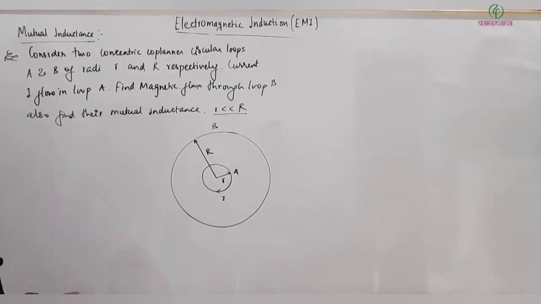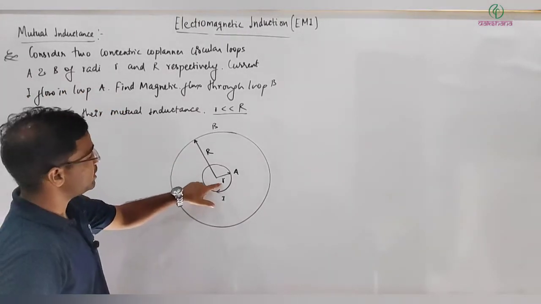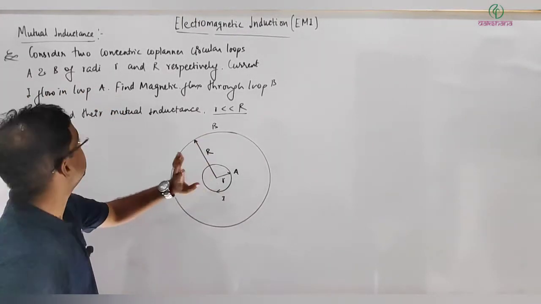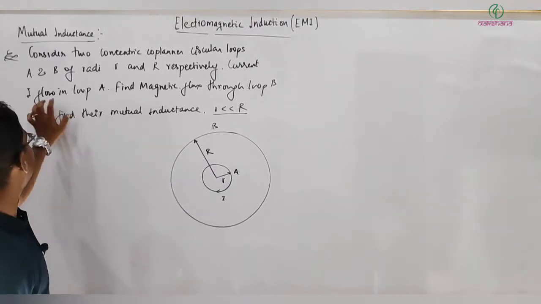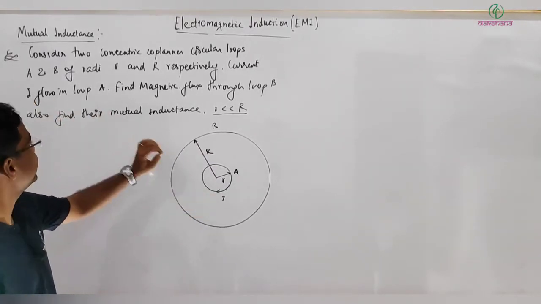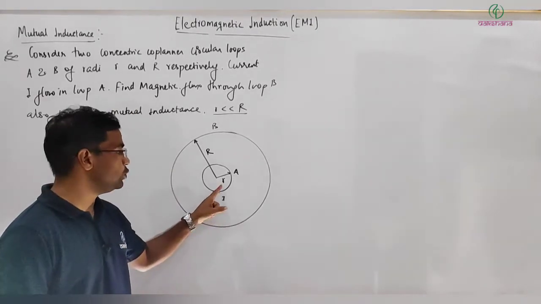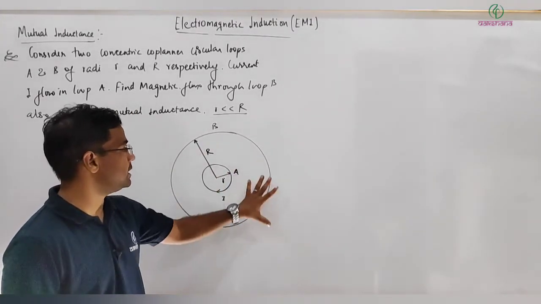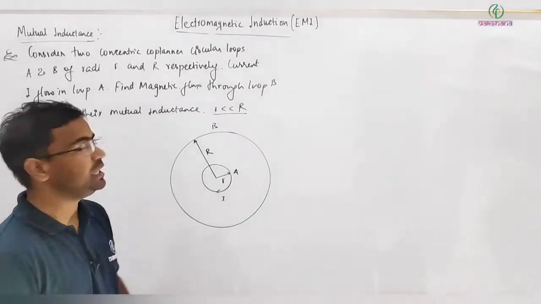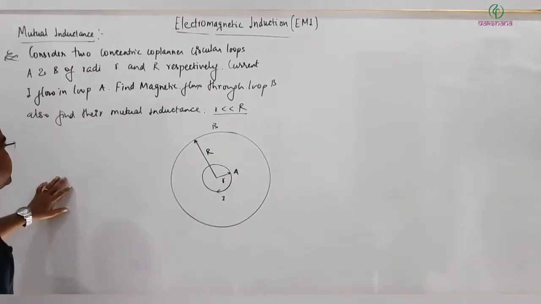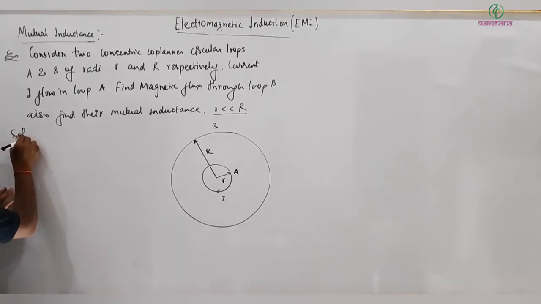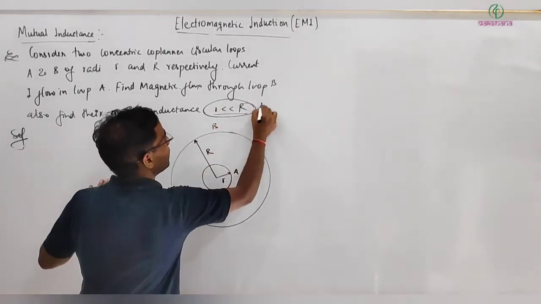So we have the problem: consider two concentric coplanar circular loops A and B of radii small r and capital R. This is B, this is A. Respectively, current I flows in loop A. Find the magnetic flux through loop B. So due to current in loop A, you are asked to find the magnetic flux through this bigger loop B, and also find the mutual inductance. So this is our problem, and this condition is also given, don't forget that.